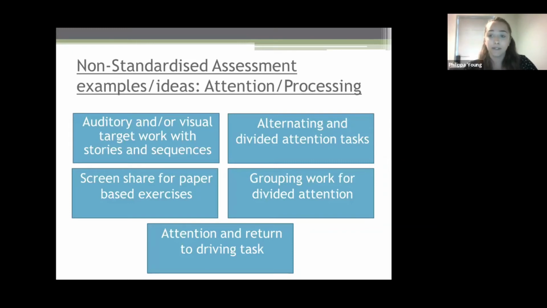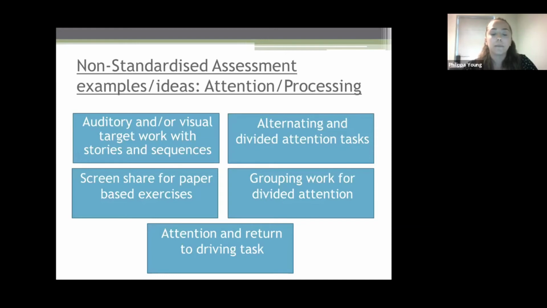For further assessment of divided attention, you could ask them if they can recall other parts of the story as well as the target words. And to grade this up, you can use more than one target word or add in distractions throughout. For a visual target task, you could hold up a varying sequence of pictures to the camera, asking the patient to pay attention and answer questions at the end.